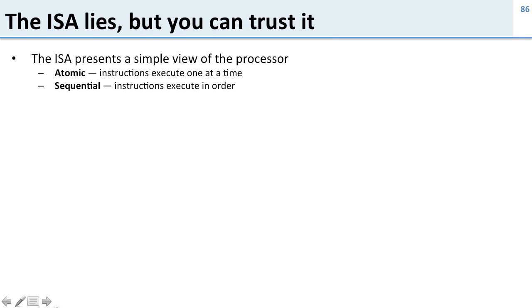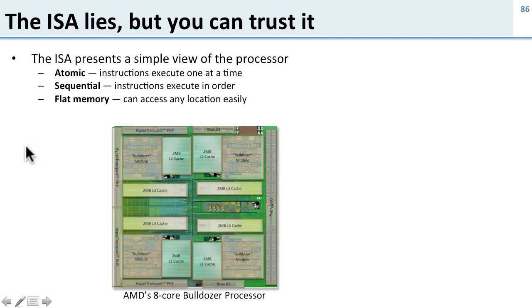So the ISA gives us this simple view of the processor, and we talked about this earlier in the class. It tells us that it is atomic, that is, instructions execute one at a time, and sequential, instructions execute in the order you wrote the code. We talked about these both being very important so you could understand what your program does. It also gives you this illusion of a flat memory. It tells you that any memory access is going to be the same speed as every other memory access, and none of these are actually the case. So let's take a look at how the ISA is lying to you.